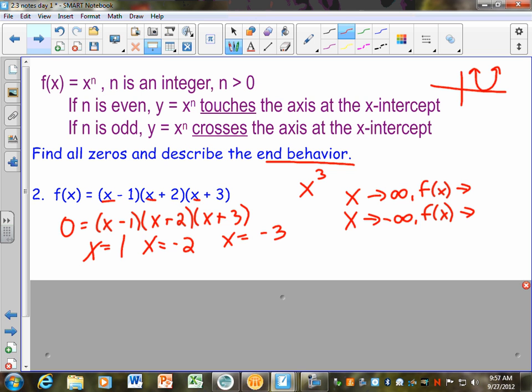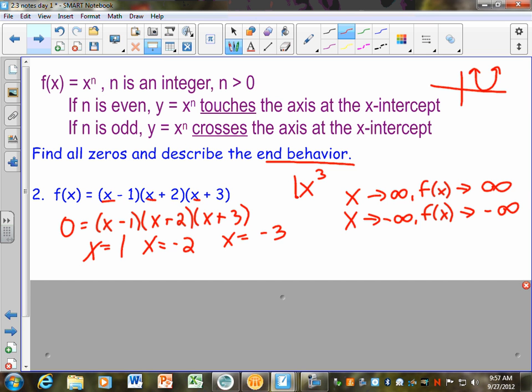How do I know which one it's going to be? Based on what determines which one goes where. The leading coefficient, and the leading coefficient in this one happens to be 1. So as x goes to infinity, f of x goes to infinity, and as x goes to negative infinity, f of x goes to negative infinity. Feel okay with that? That's really the majority of your homework today. Finding the zeros when it's factored.